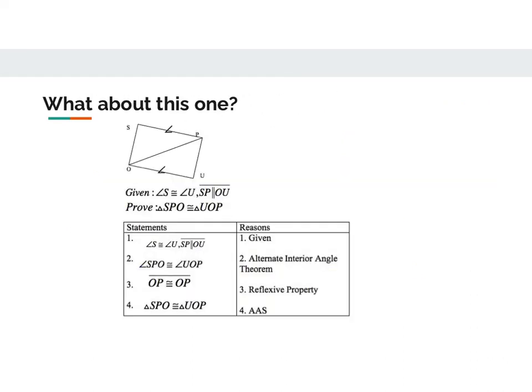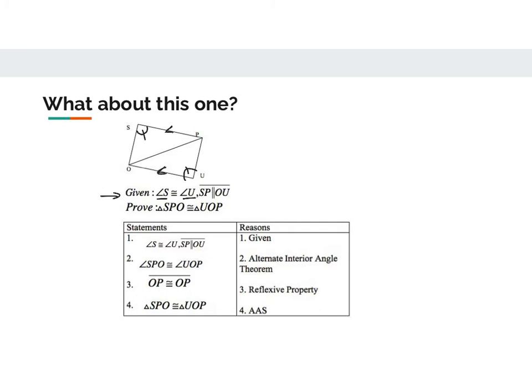So let's look at a couple here. Here, you're given two things. S is congruent to U. And you're given that SP is parallel to OU. So what does it mean to be parallel? Parallel gets me a few things.